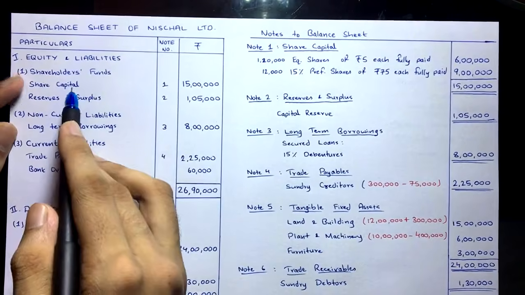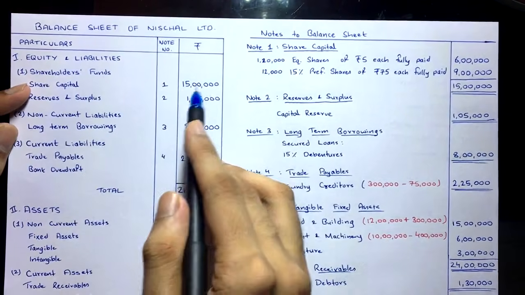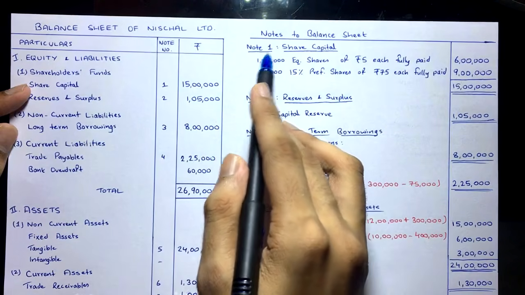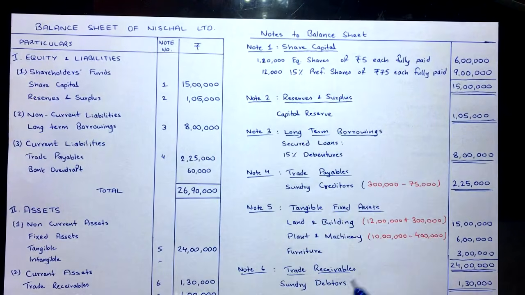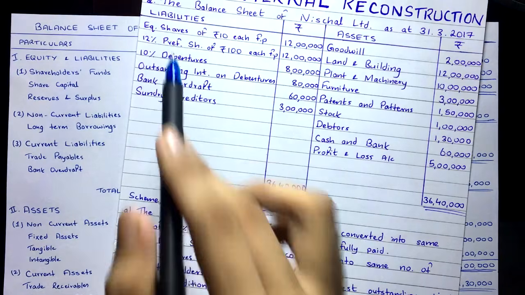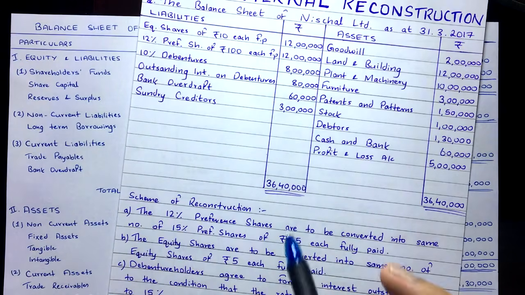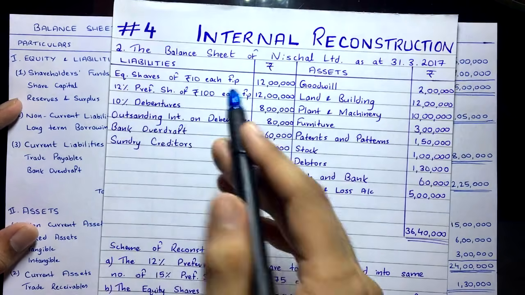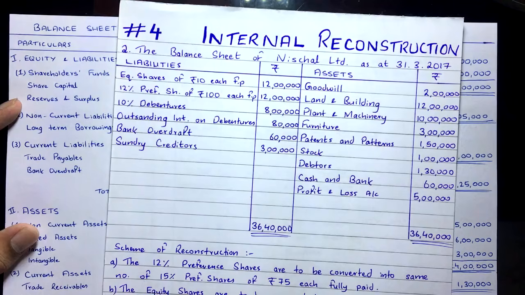See here, first what do we have to take? Shareholders funds, share capital, note number 1. So you don't write anything over here first, right? You have to leave that empty. First do the note number 1, share capital. So what do we have in the old balance sheet? In the old balance sheet, you see equity shares and preference shares. But now in this scheme of internal reconstruction, we have made changes to that. We have changed the face values and the percentage of preference shares, right?